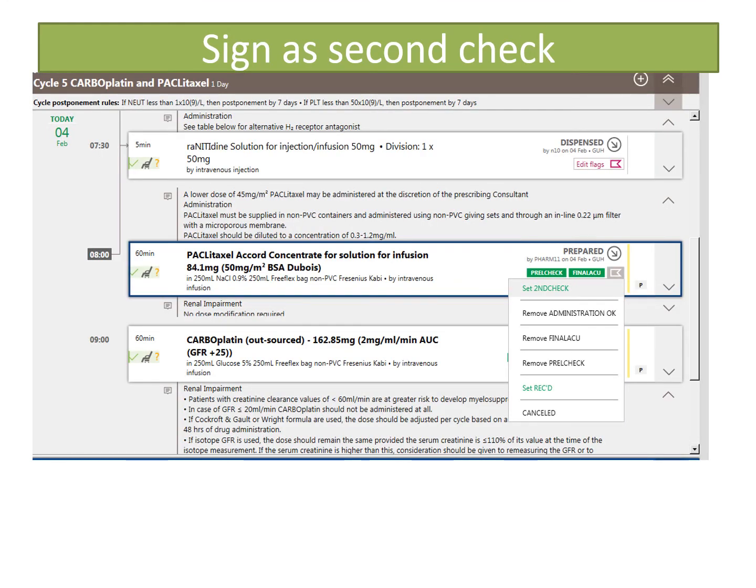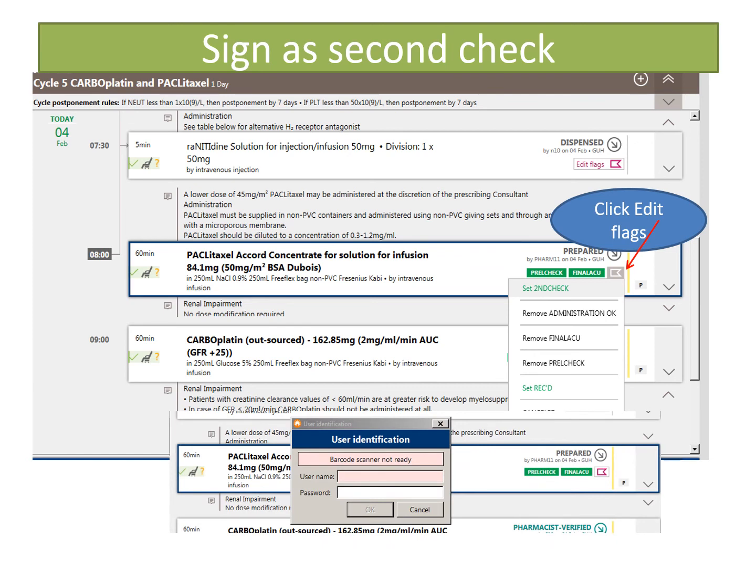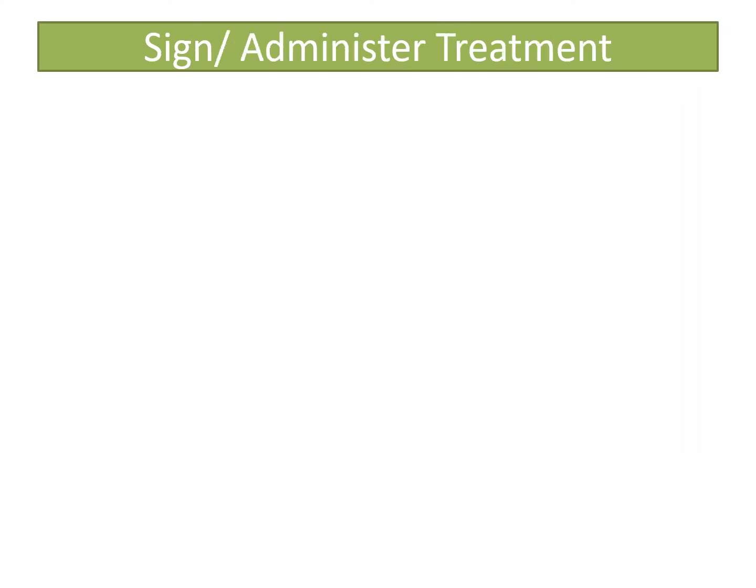To sign as the second check, simply click Edit Flags. Select Set Second Check, then the user identification will appear. If it says Barcode Not Ready, type your username and password. When connected to a barcode scanner, you can scan your ID badge, then enter your password. This is the equivalent of your electronic signature.